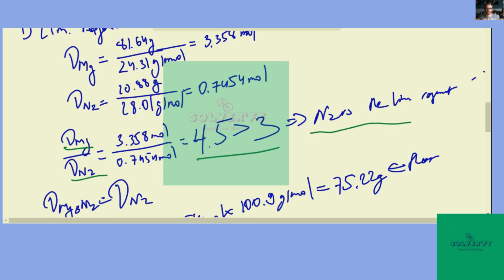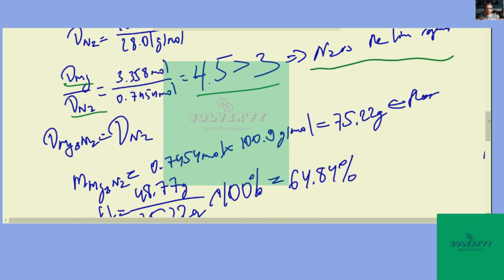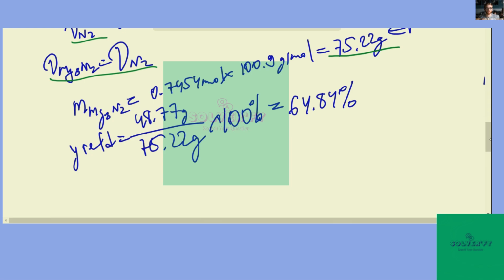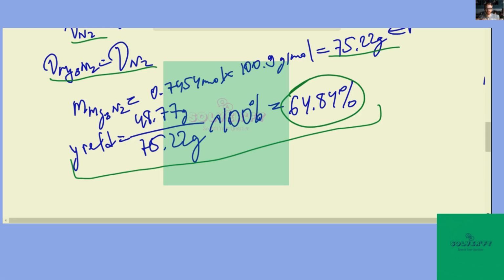So nitrogen is the limiting reagent, and then the number of moles of magnesium nitride formed upon the reaction theoretically equals the number of moles of reactant nitrogen. It's calculated here, and the mass, and therefore the percentage of yield can be calculated as shown here. It's 64.84%. That's the solution of this problem.